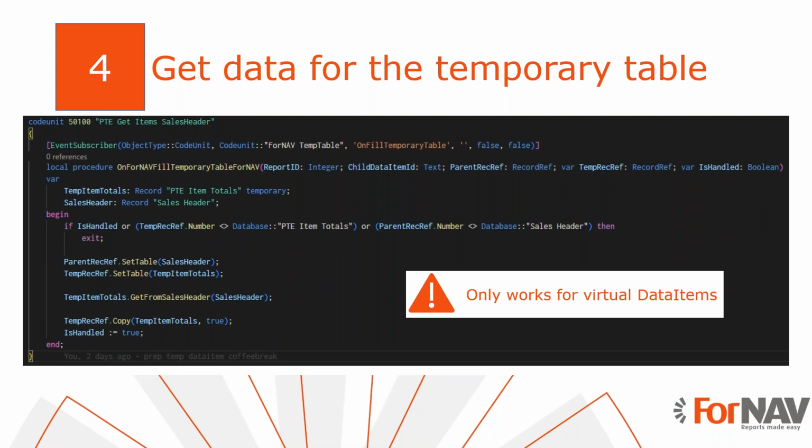So if you add a data item to a report's AL file, either by creating a new report through the ForNAV designer or by creating a new report in VS Code, you need to write the logic to fill these temporary data items in the AL file of the report. If you use a virtual data item, so if you have a custom layout for a standard report or a custom layout for one of your own reports, then you can use this ForNAV event to write the code to fill your temporary data item.